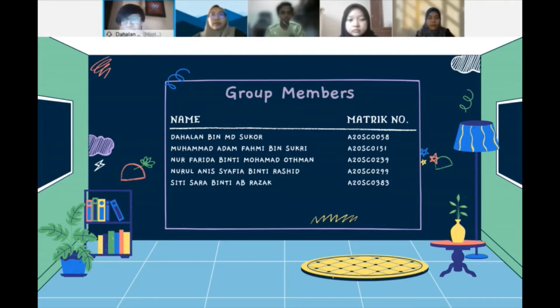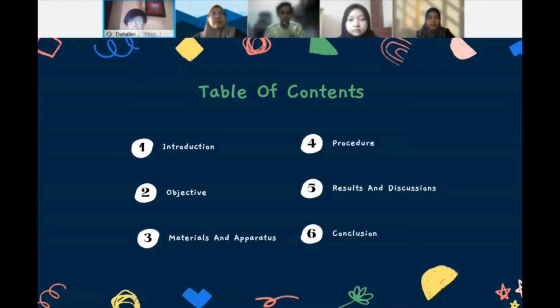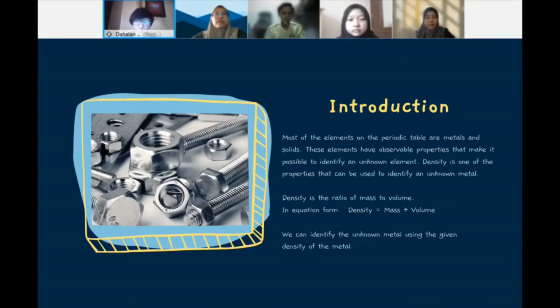And next. Okay, on this presentation, we're going to talk on 6 topics, which are the introduction, objective, materials and apparatus, procedure, results and discussion, and lastly, the conclusion. Next. On to the introduction.